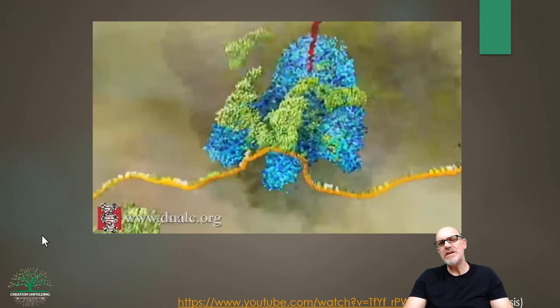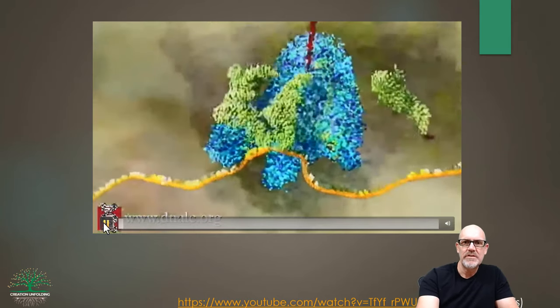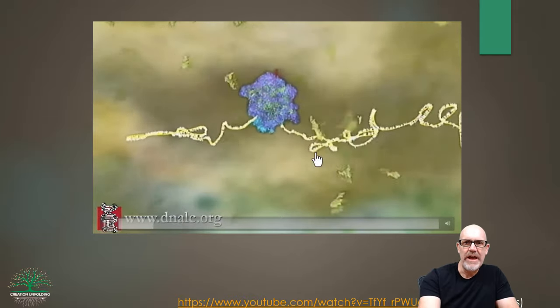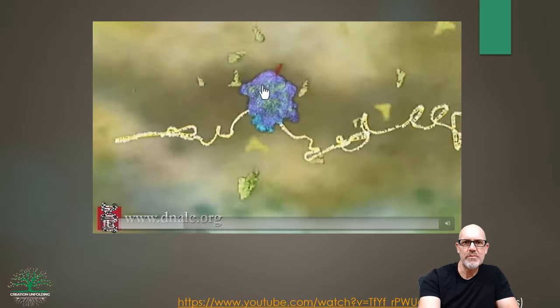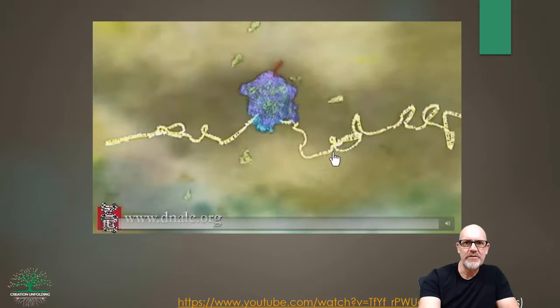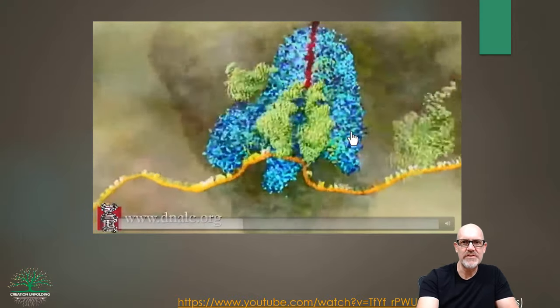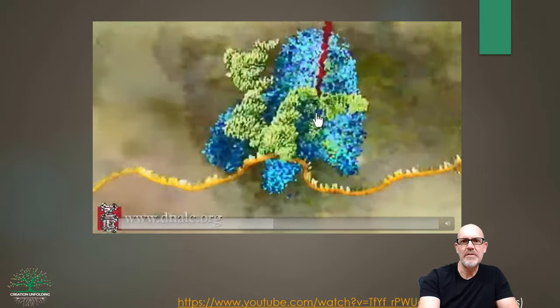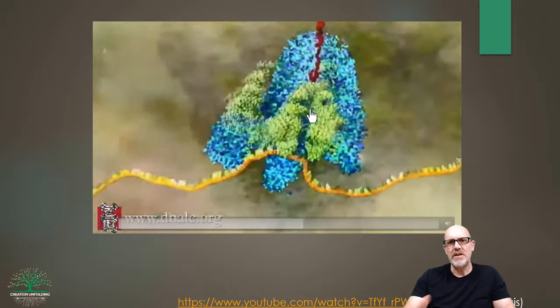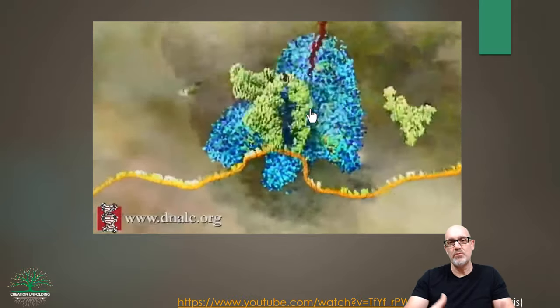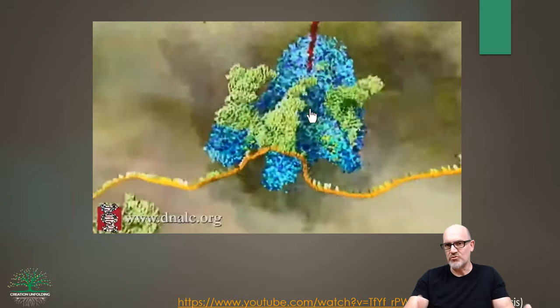Okay, so here is a slightly more accurate version of what we've just seen. So let's have a look at this again. So here is the mRNA, and this is the ribosome. And these things that are flittering around here, that's actually the tRNA. So the tRNAs are coming in, and they're leaving behind their amino acid. And so you've got your amino acid chain, which is actually a protein, which is growing.